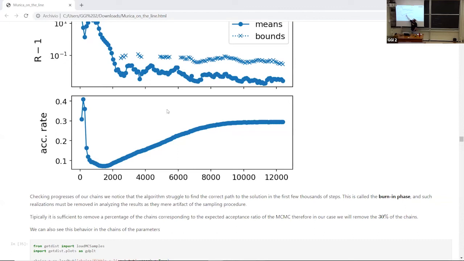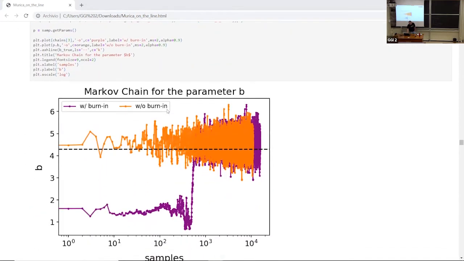So this is what I showed you before, the burn-in phase, and we can see it not only in the chain statistic but in each of the chains of the parameters. So here I'm plotting a chain, and you can see the dots are each step of the chain. And as you can see, if I make the chain start from a random value of B that I know is not correct, then you see the Markov chain creates this process, and then it goes in the right direction. But all this part is basically merely a problem of the algorithm. It's a sort of spurious solution of the algorithm that we are not interested in, so we can remove it.